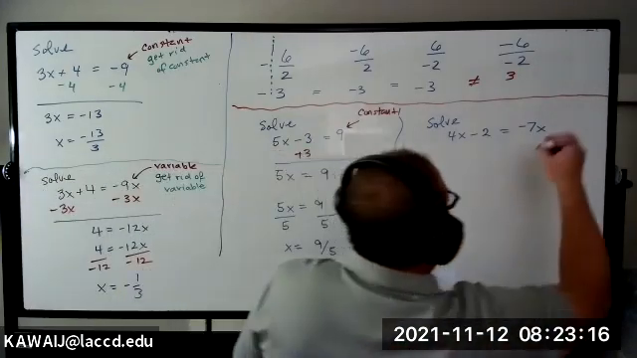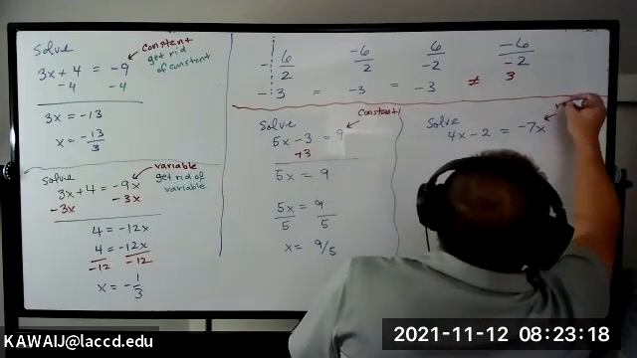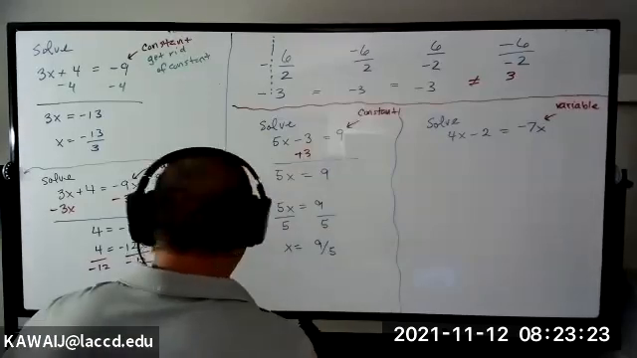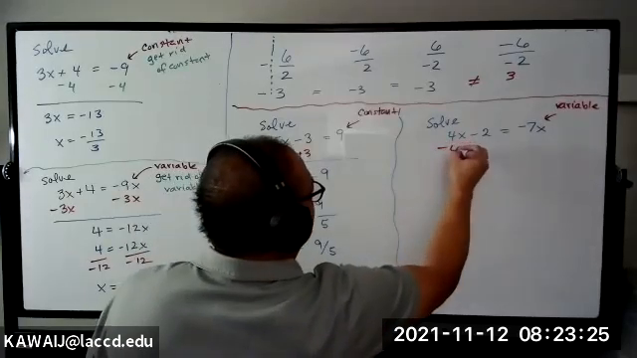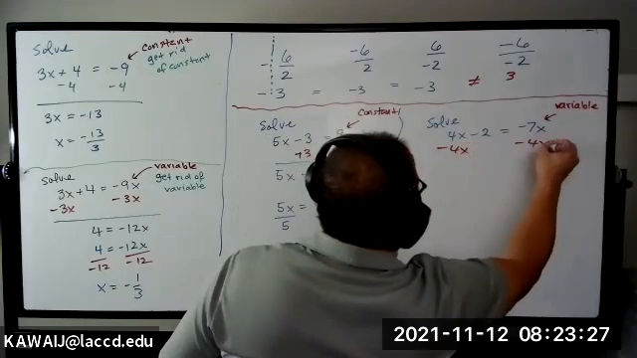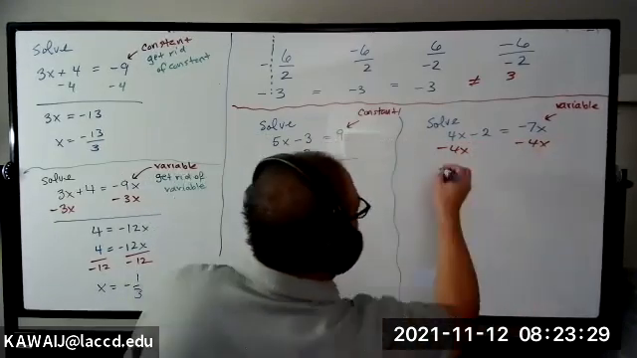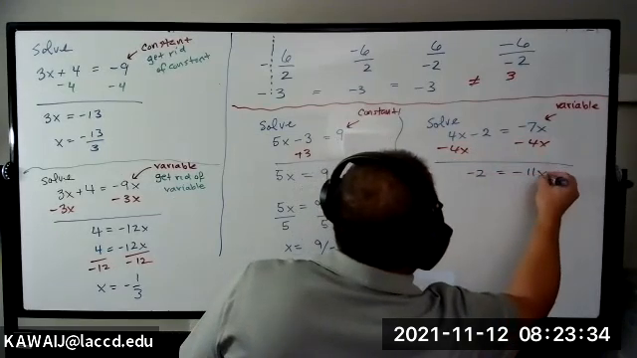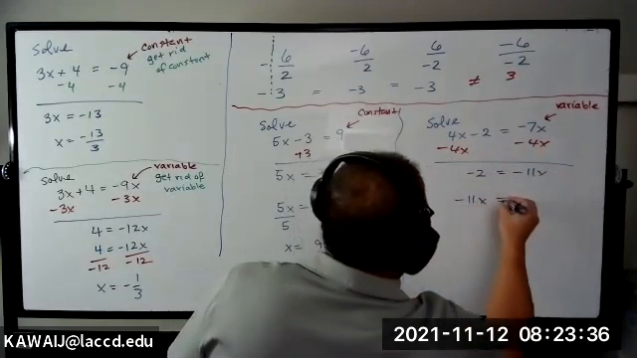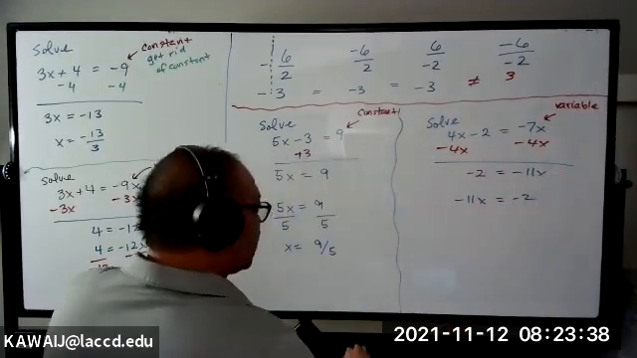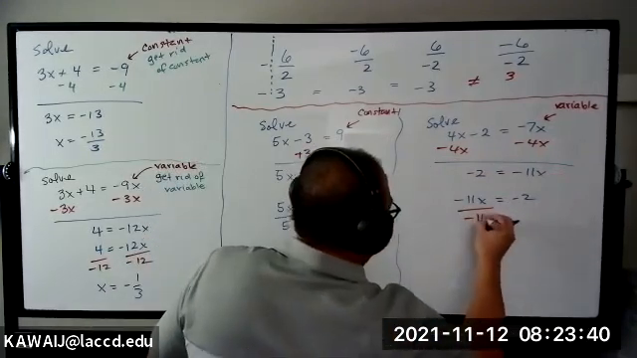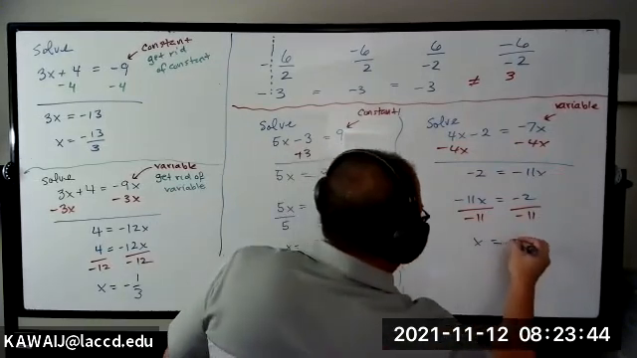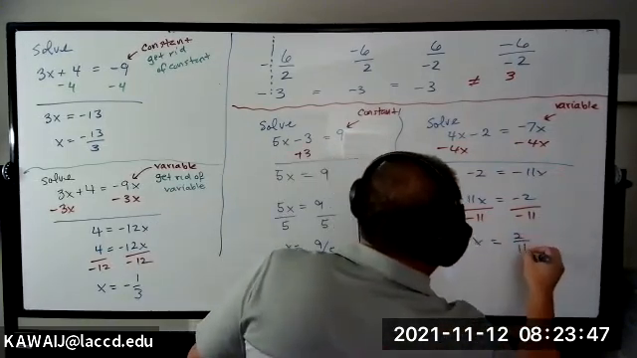So this one is a variable. So that tells me to get rid of the variable. And I'm going to get rid of this -11. And a negative divided by a negative is a positive value.